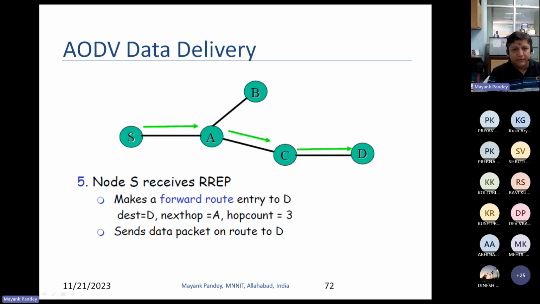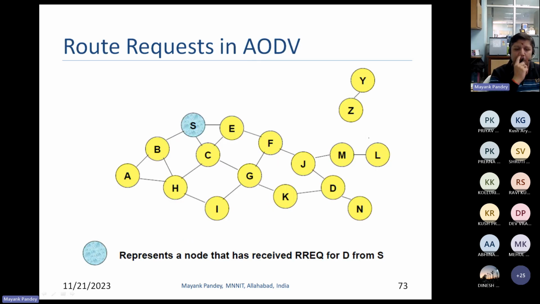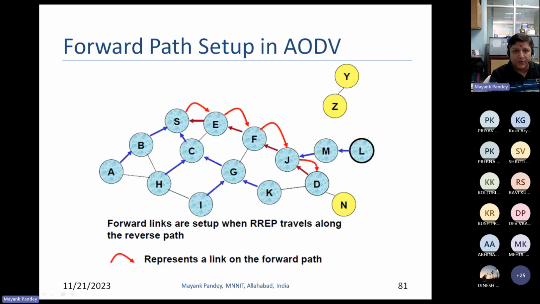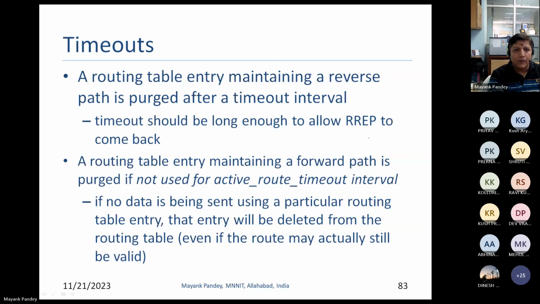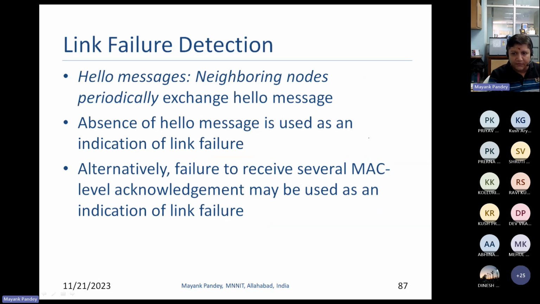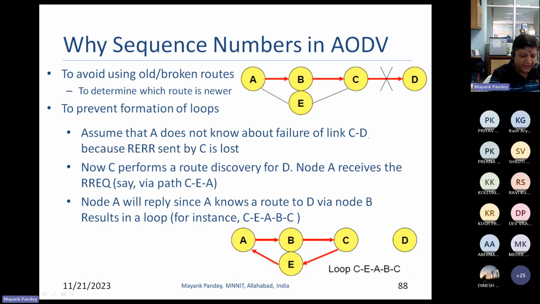Data delivery is simple. You have a forward route entry: next hop A, hop count 3. It will send to A, A will send to C, and C will send to D. In this way, data delivery can be done. I've given a pictorial description of this, and you can see some more information, just a detail of what we have discussed.